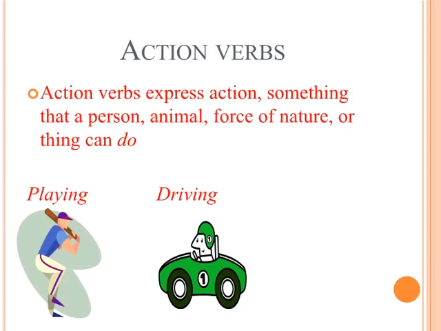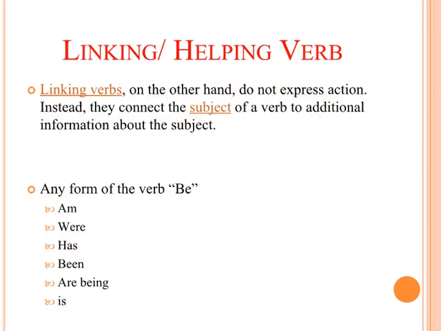Action verbs express action, something that a person, animal, force of nature, or thing can do. Playing, driving. Linking verbs, on the other hand, do not express action. Instead, they connect the subject of a verb to additional information about the subject. Any form of the verb be: am, were, has been, are, being, is.